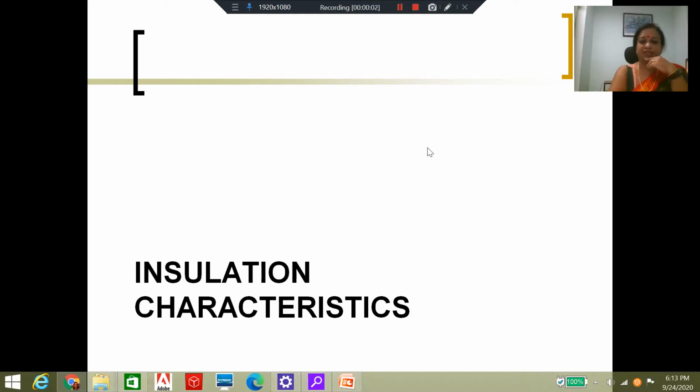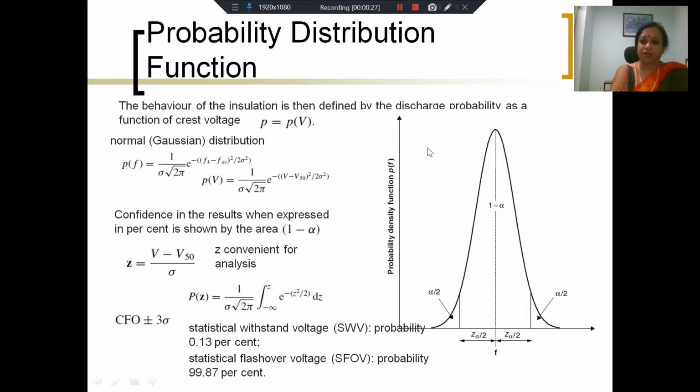Okay, so now let us discuss insulation characteristics, in the sense that what is the insulation level that I should decide? How do I decide on what insulation level I need to provide, and how do I decide whether it is reliable? What are the characteristics of the insulation that we should take into consideration during insulation coordination? So first, let us talk about breakdown or disruptive discharge voltage.